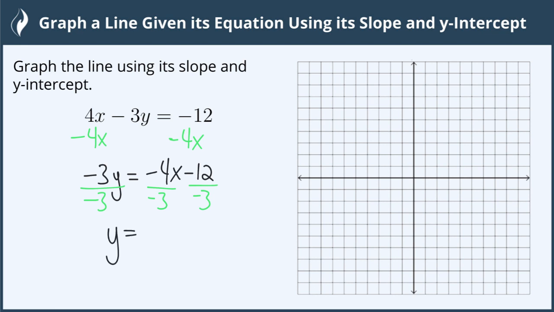The right side, we now have negative 4 over negative 3 is positive 4/3 times x. And then because it was a minus 12, but divided by negative 3, those negatives cancel and we now have a positive 4. So we now know that our slope is 4/3, that number in front of the x, and our y-intercept is at 4.